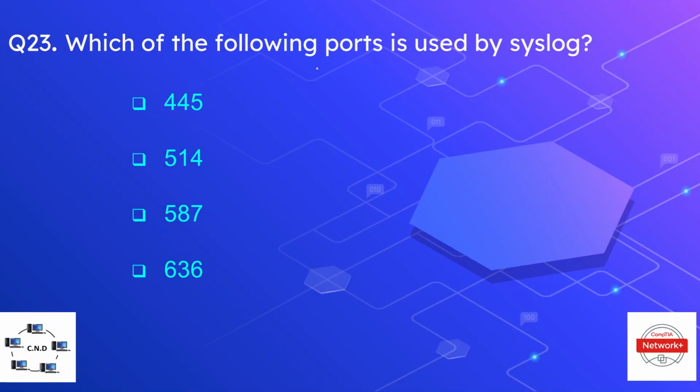Question number 23 is that which of the following ports is used by syslog? Syslog is used by servers or network devices to send logs to the centralized host or to a SIEM solution. SIEM stands for Security Incident and Event Management. The options are 445, 514, 587 and 636, and the correct option is 514. So this is the port used by syslog, and this port is normally the UDP port.